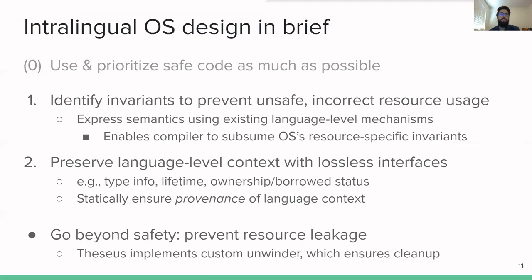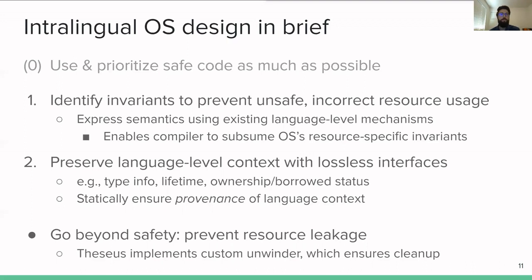We must also use lossless interfaces, such as function calls that preserve all language-level context, for example, type information, lifetimes of references, and the notion of ownership. This allows the compiler to ensure the provenance of language context in order to verify that it hasn't been recreated extralingually or unsafely on one side of the interface, as is the case with system calls when they enter the kernel.